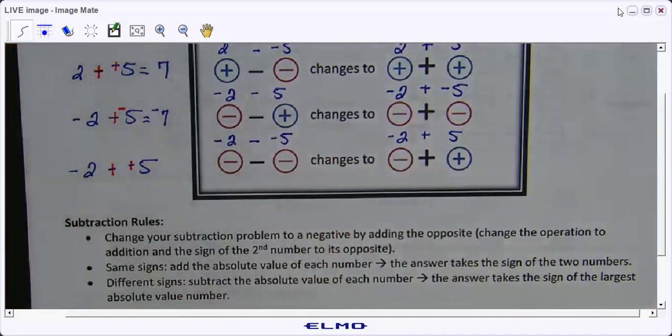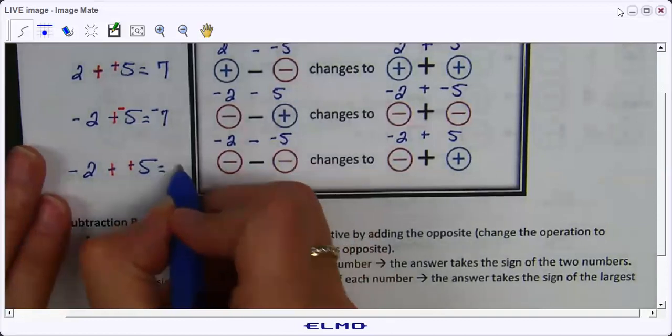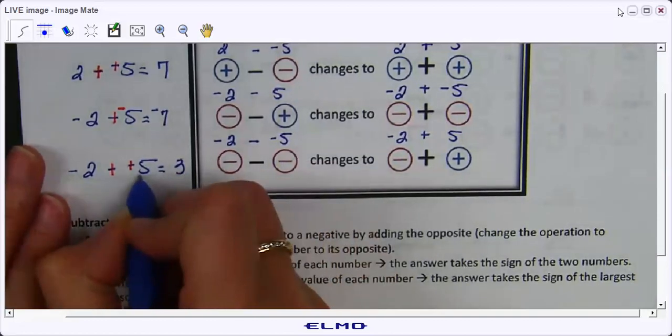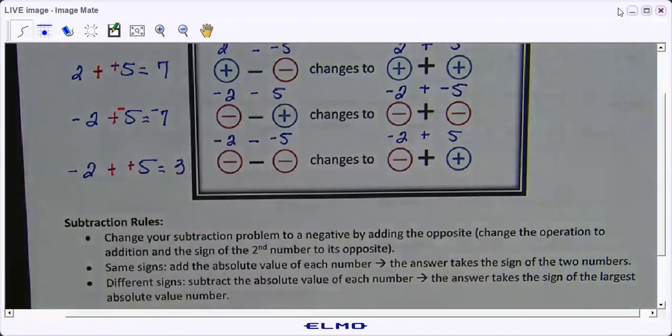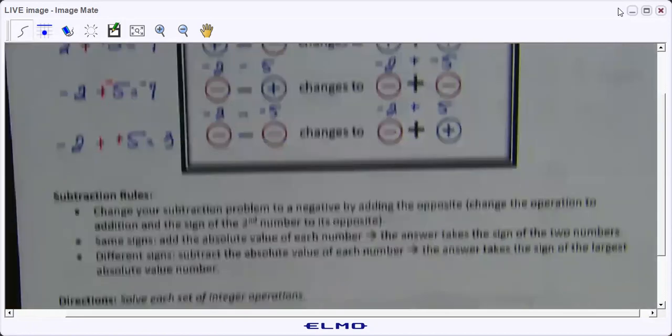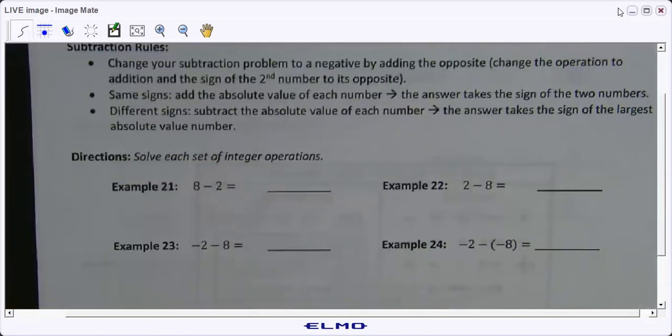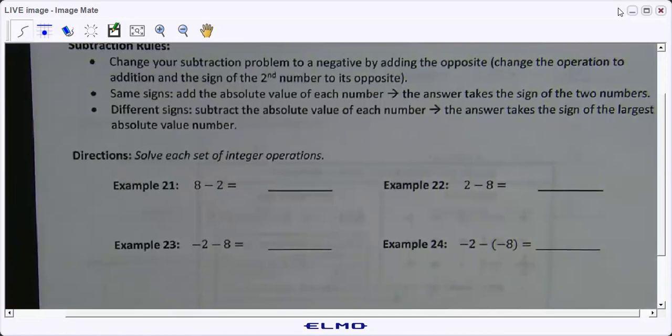And now I use my addition rules. My signs are different, so I subtract them. My larger number is positive, so my answer is positive. Okay, I would like for you to do examples 21 through 24 on your own. And I'll give you about a minute to do that.